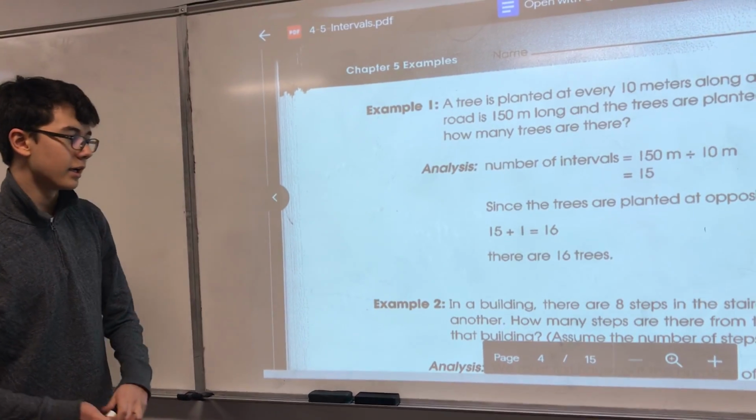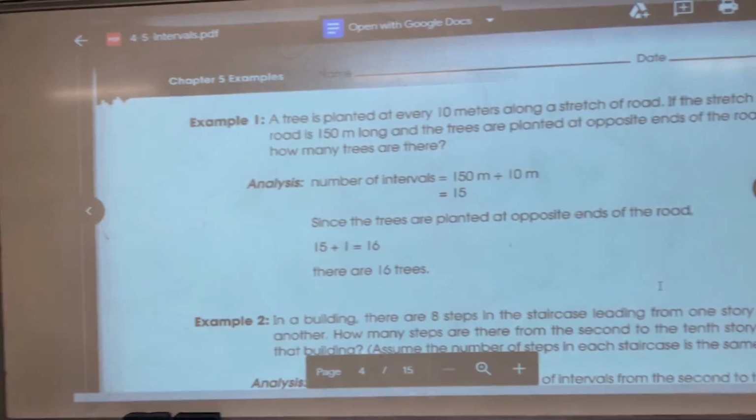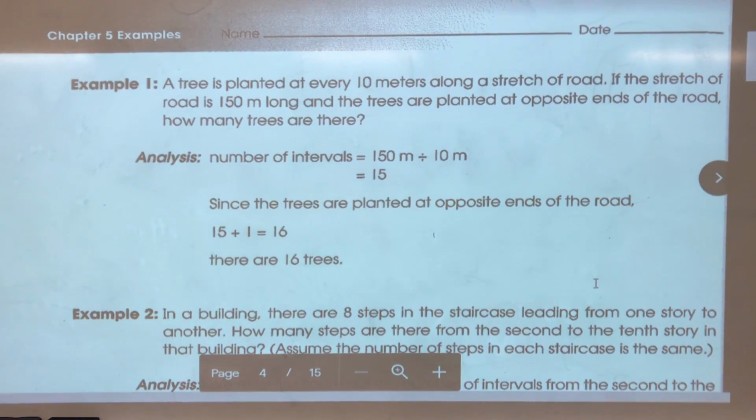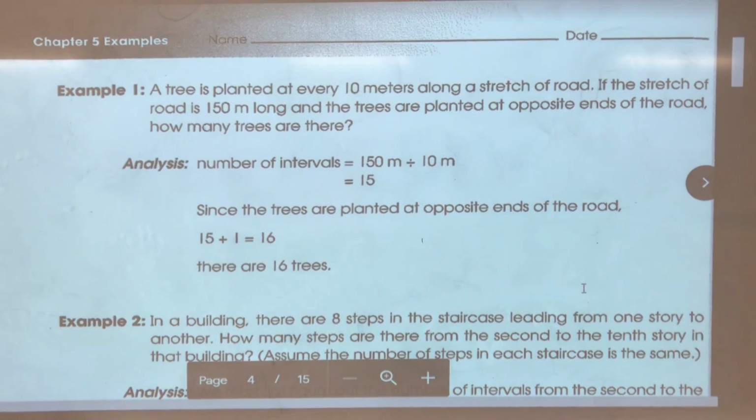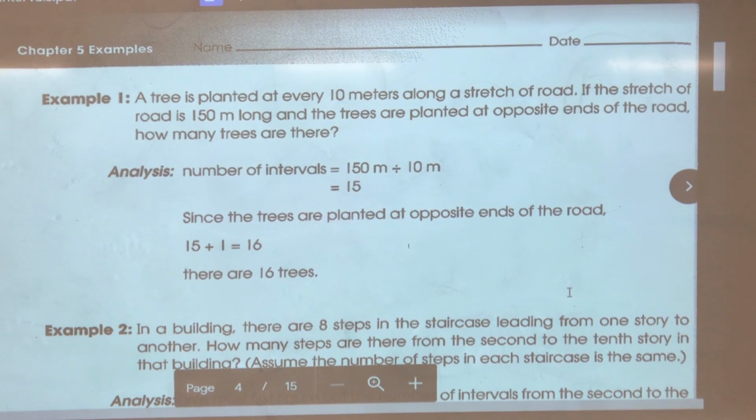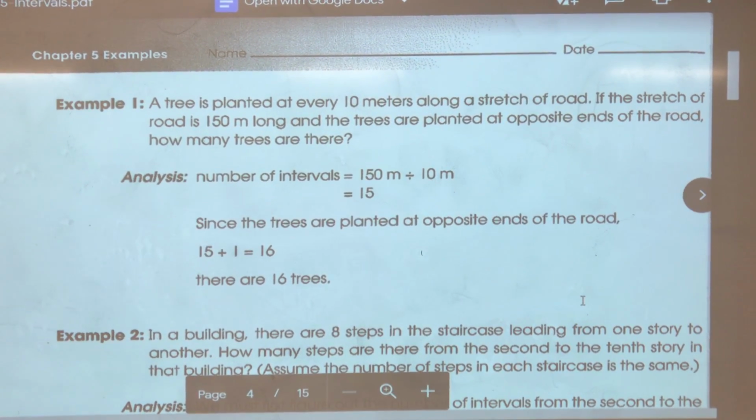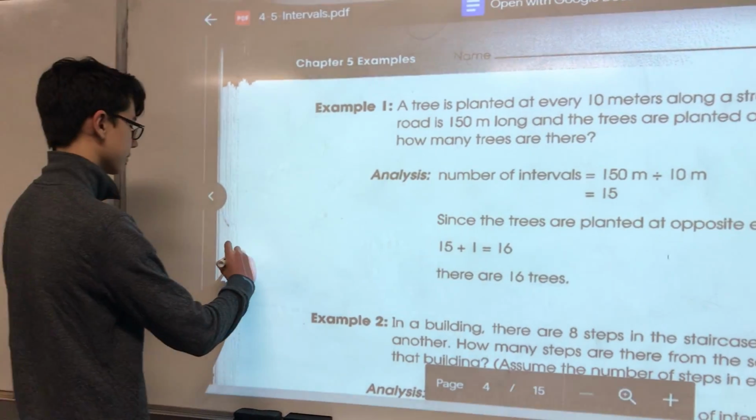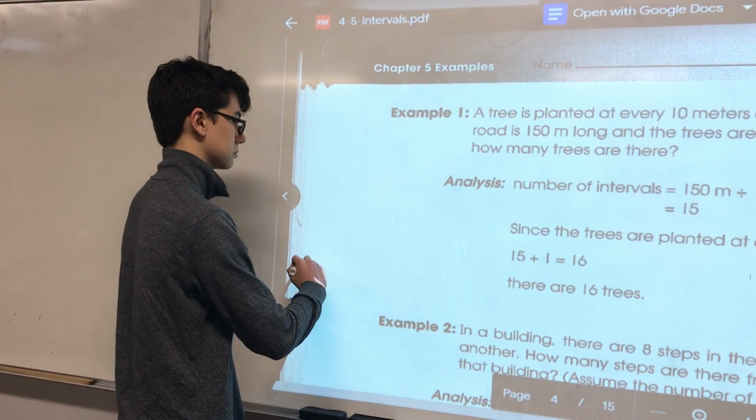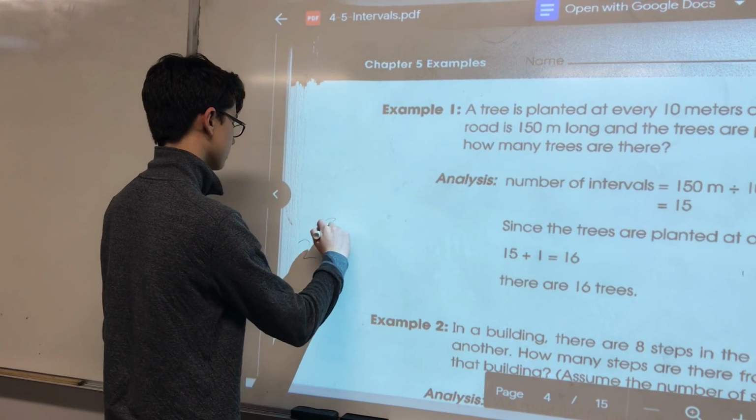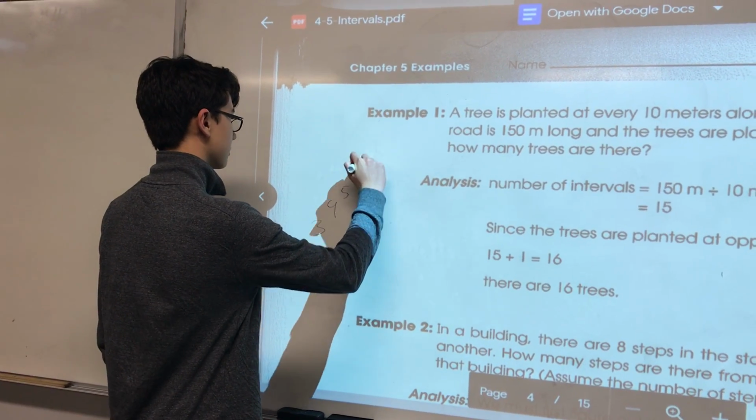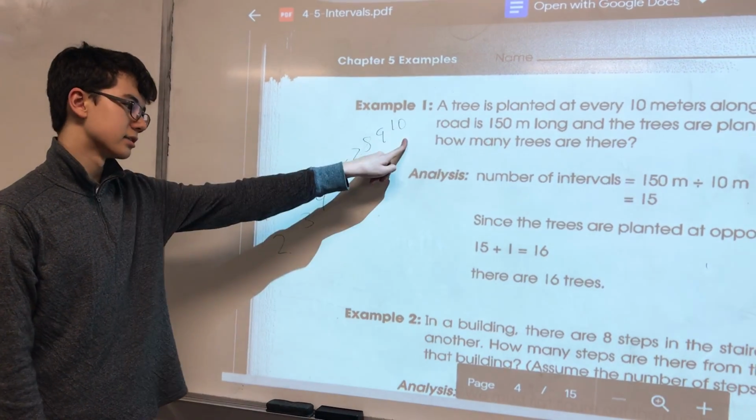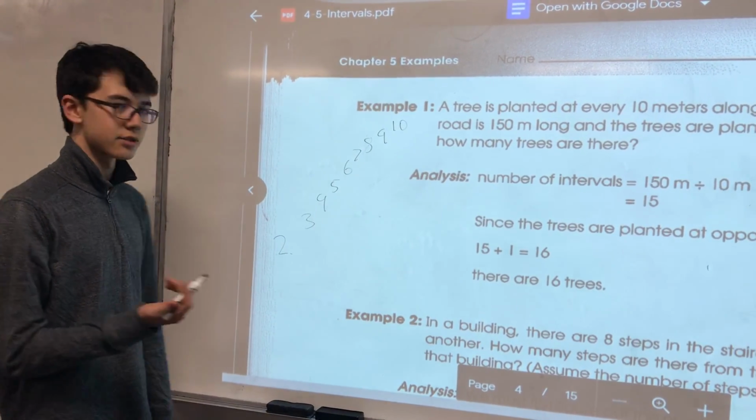And our second problem: in a building, there are 8 steps in the staircase leading from one story to another. How many steps are there from the second to the 10th story in the building? Alright, so we want to count from the second to the 10th story. We have to go up from the second to the 10th story, and there are 8 steps between each story.